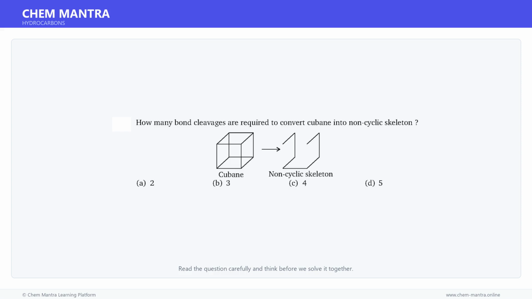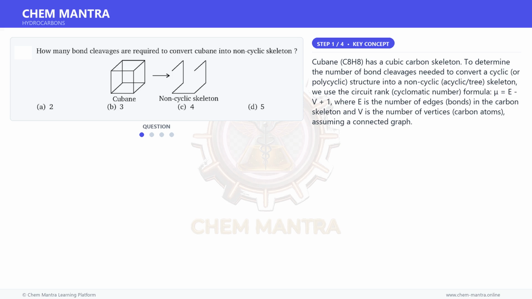Here is a question. Read it carefully and think about the answer. Let us solve it step by step. Let us first understand the key concept here. Cubane, C8H8, has a cubic carbon skeleton.